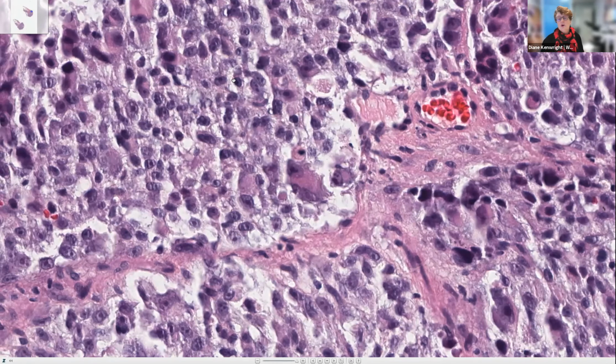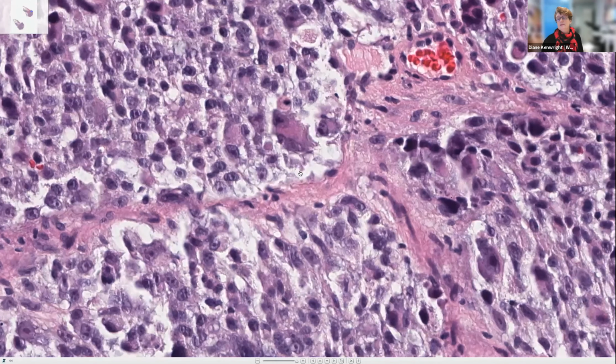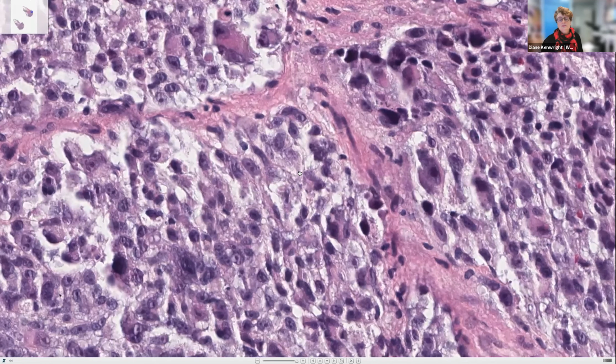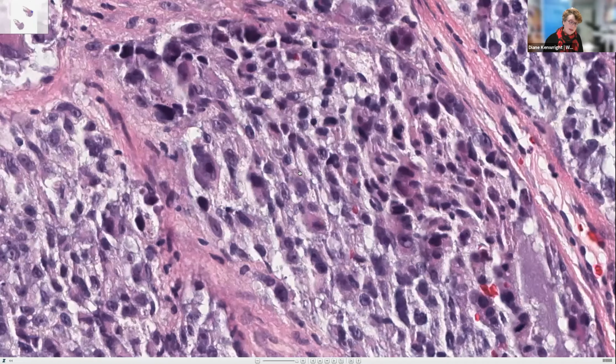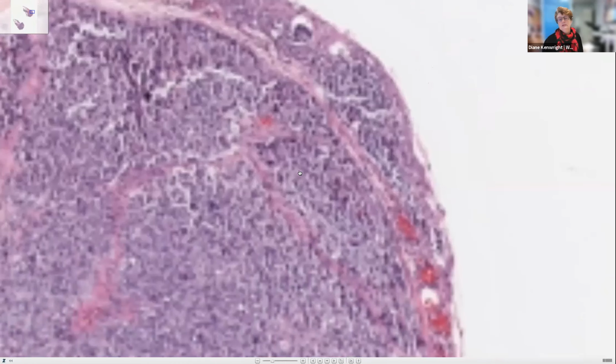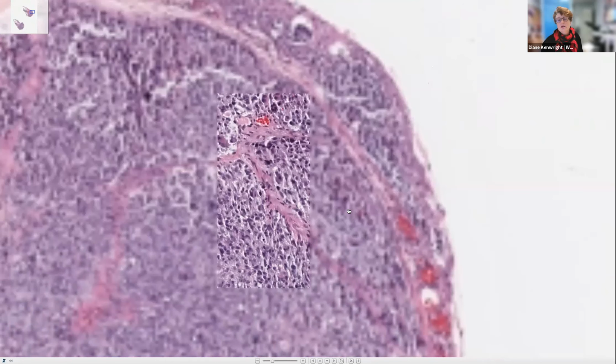So these cells have got marked pleomorphism in many of the cells. So this is super pleomorphism. So I would say this was markedly pleomorphic. I find mitoses quite hard to find in these melanomas sometimes. Nishan says, oh, don't they also look foamy?